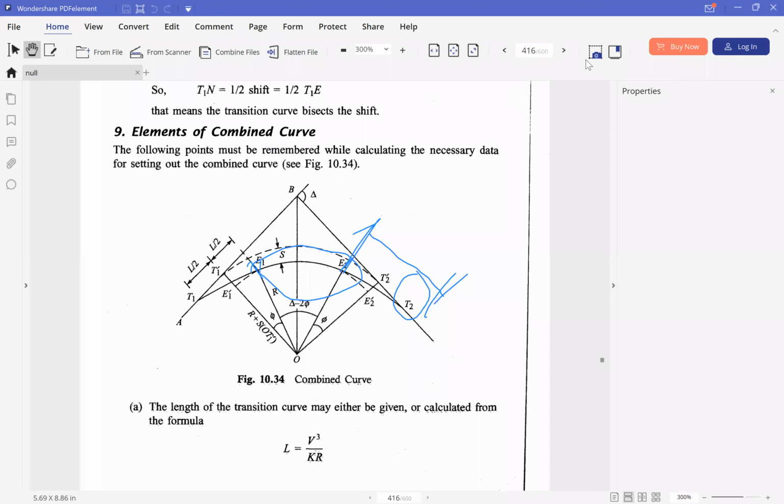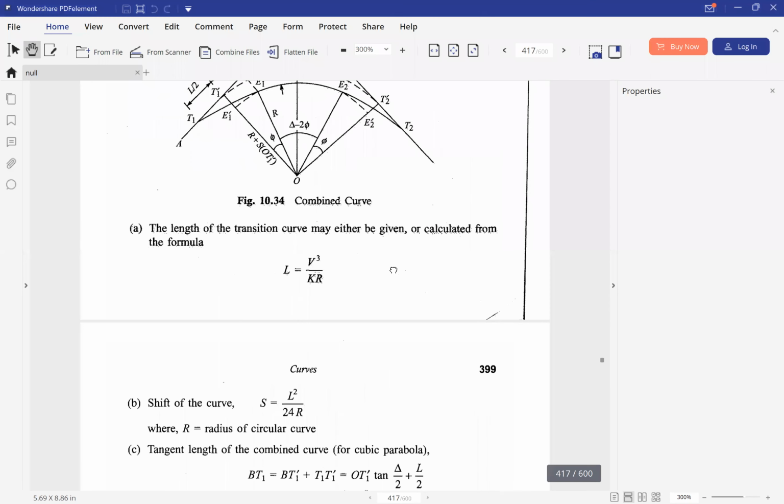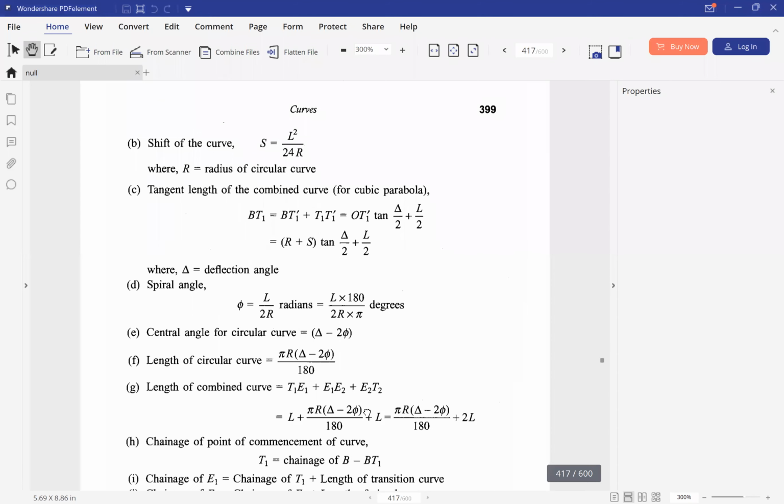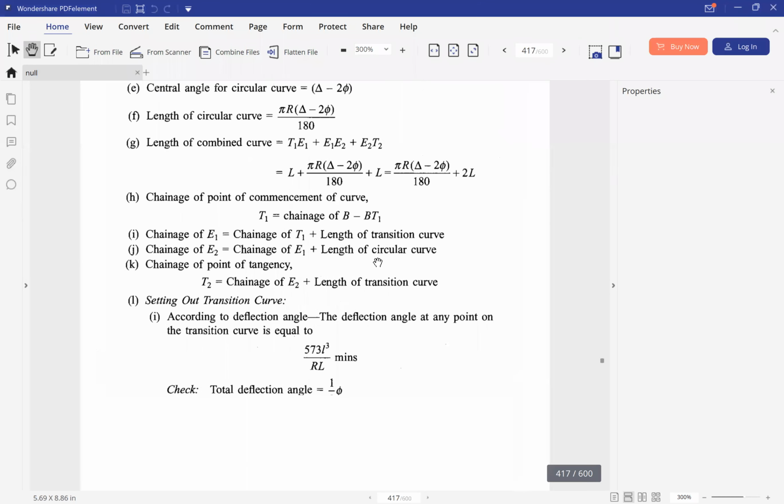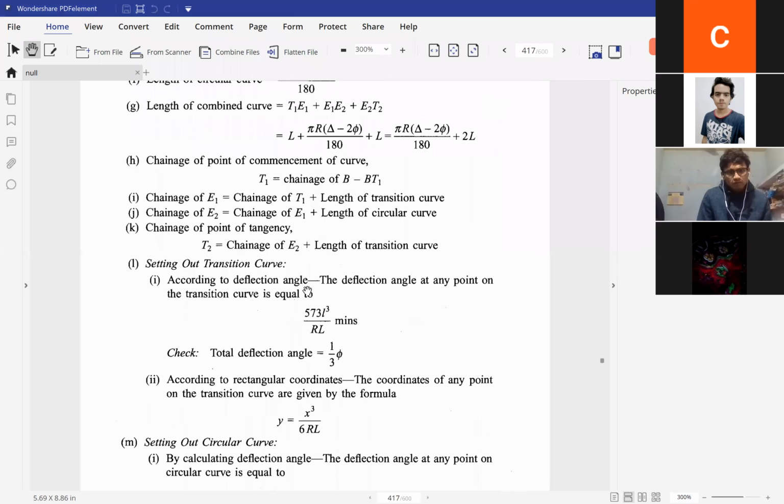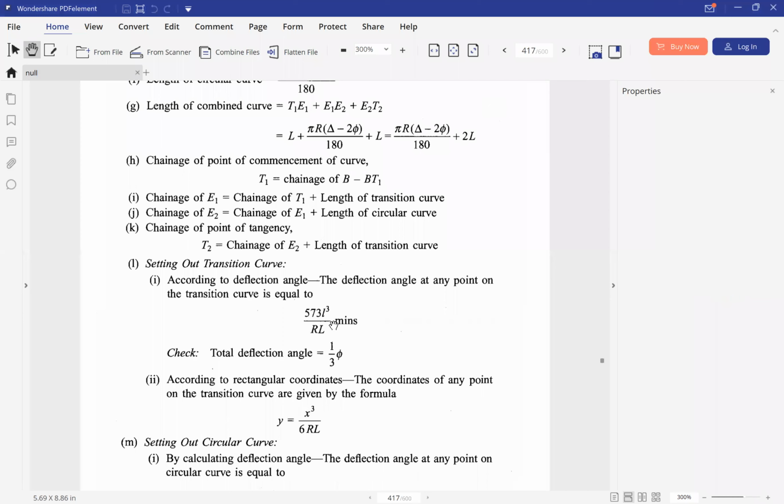lay out the curve, if you want to use the deflection angle method. For that transition curve, the relationship is alpha is equal to 573 L square over capital R into capital L, that you can see over here. In order to calculate the deflection angle for the transition curve, the relationship is 573. This is L square. By mistake, it is written over here as L cube. This is L square over RL, and this will give you the values in minutes.